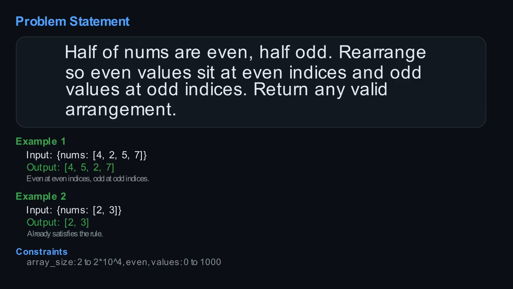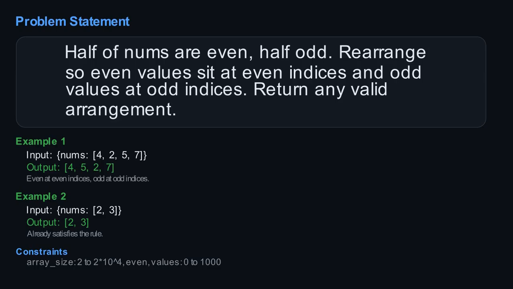Let's look at an example. Imagine our input array is 4, 2, 5, 7. Position 0 holds 4. Position 1 holds 2, position 2 holds 5, and position 3 holds 7. Our target is to have even numbers at even positions and odd numbers at odd positions. So at position 0, which is an even position, we need an even number. 4 is even, so it's good there. At position 1, an odd position, we need an odd number. 2 is even, so it's in the wrong spot.